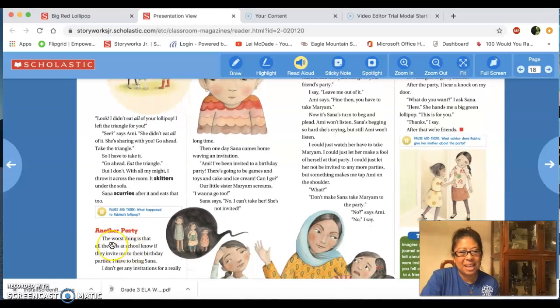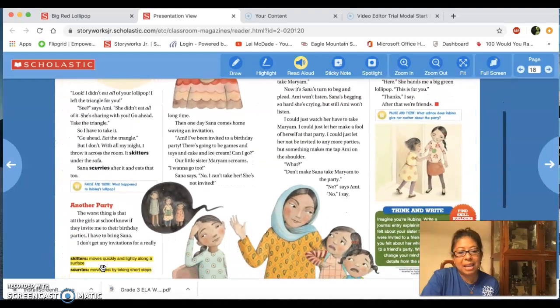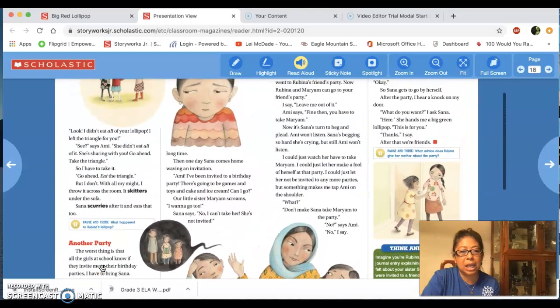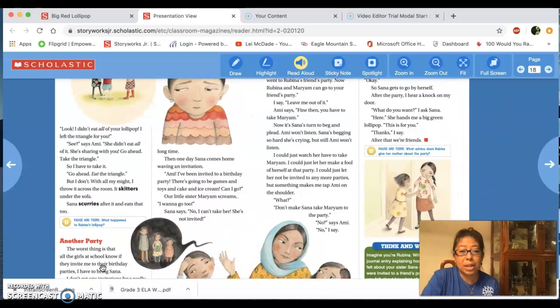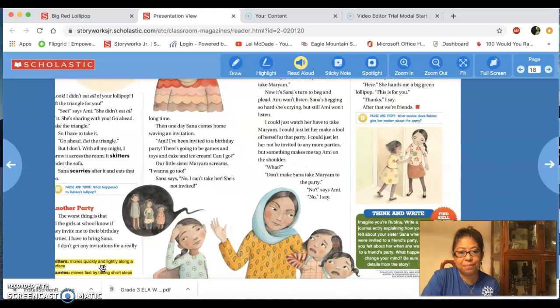Another party. The worst thing is that all of the girls at school know if they invite me to their birthday parties, I have to bring Sana. I don't get any invitations for a really long time. Then one day Sana comes home waving an invitation. Ami, I've been invited to a birthday party. There's going to be games and toys and cakes and ice cream. Can I go? Our little sister, Miriam, screams, I want to go too. Sana says, no, I can't take her. She's not invited.